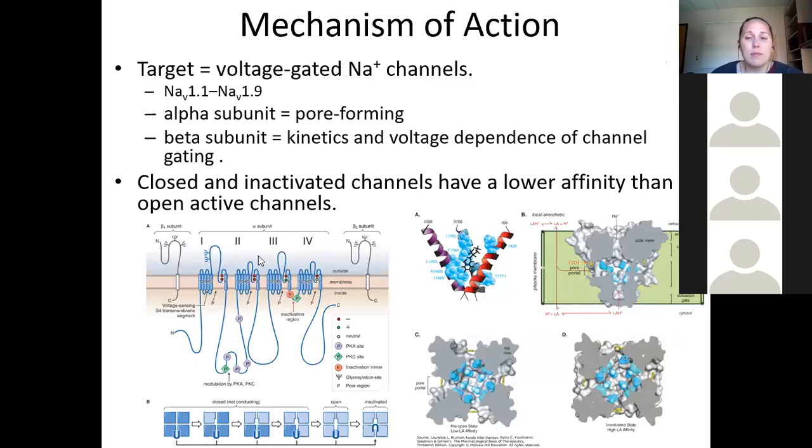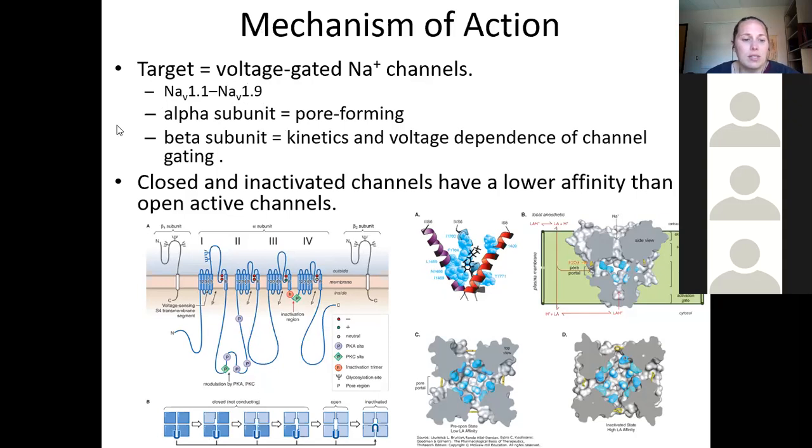Okay, so in terms of the mechanism of action, I've alluded to several times that the target that we're looking at here is voltage-gated sodium channels. Again, it's not surprising that that's going to affect neurotransmission. And in the next slide, we'll look at some figures that reflect that effect on neurotransmission. There are several different subtypes or categories of voltage-gated sodium channels here that you can see via the nomenclature. The alpha subunit is going to be pore forming.